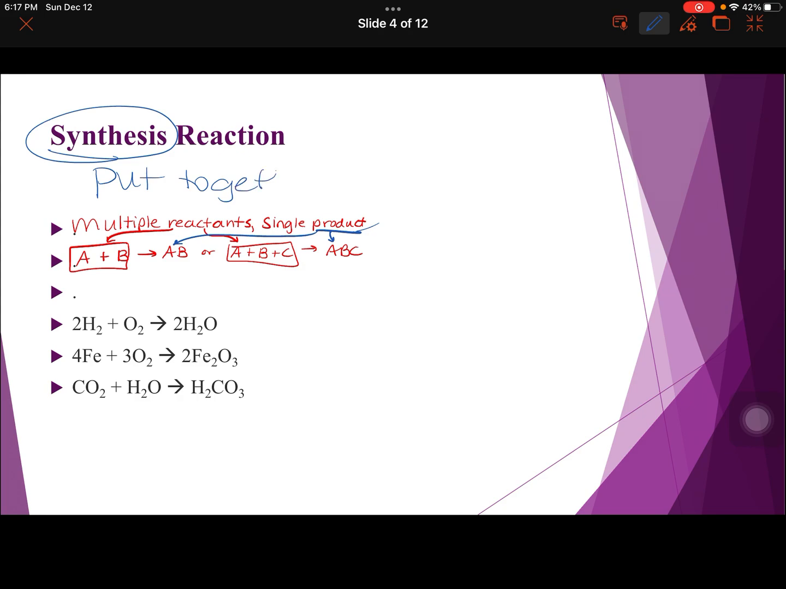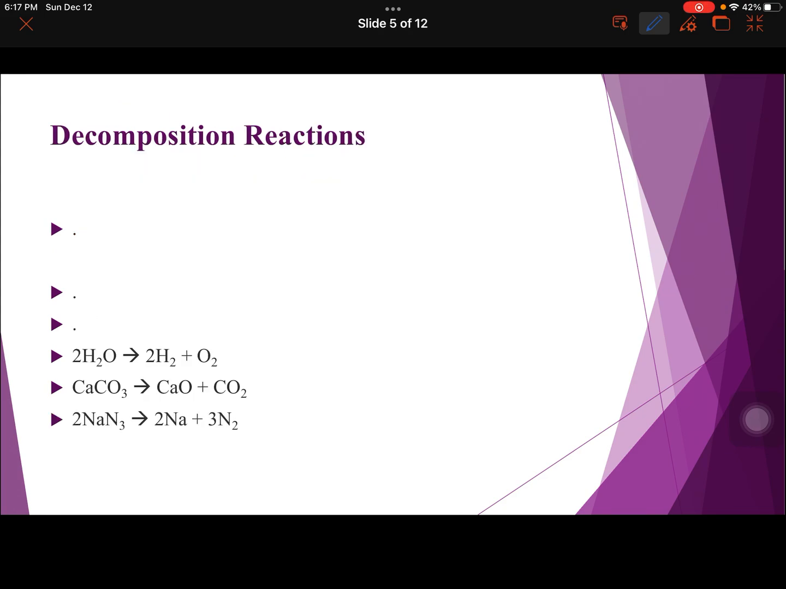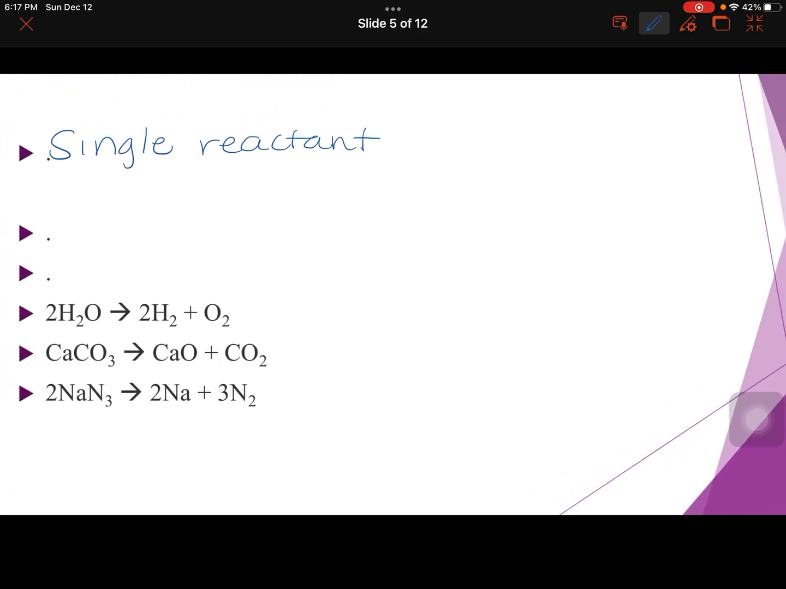The opposite of putting something together is taking something apart, and that would be a decomposition reaction. So in a decomposition reaction, you would have a single reactant and you would have multiple products.